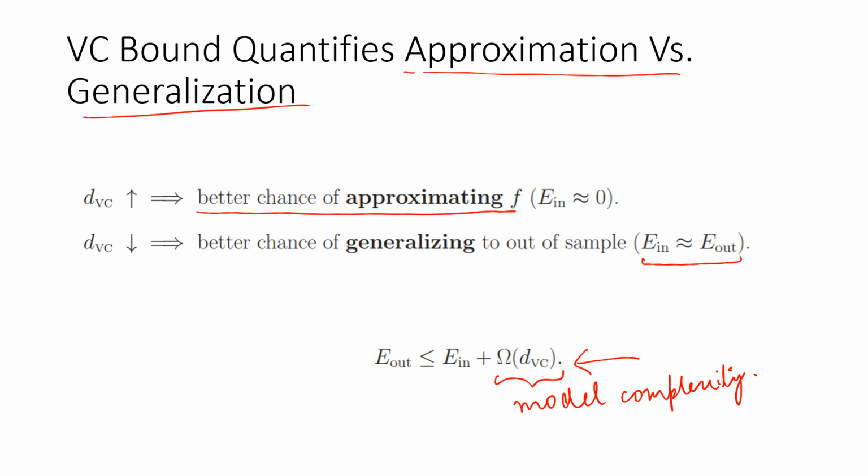And so this is also the generalization part of my model. If my VC dimension was smaller, then I have better chances of generalizing to out of sample error, right? So this link would have been better in terms of that. So there is a trade-off that's going on.